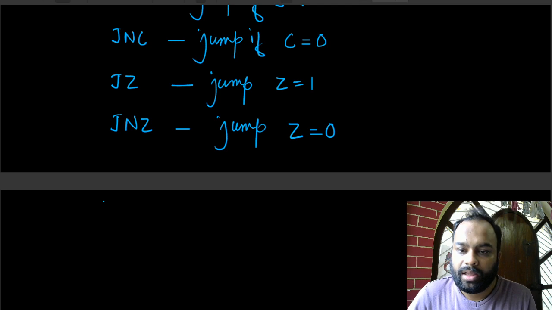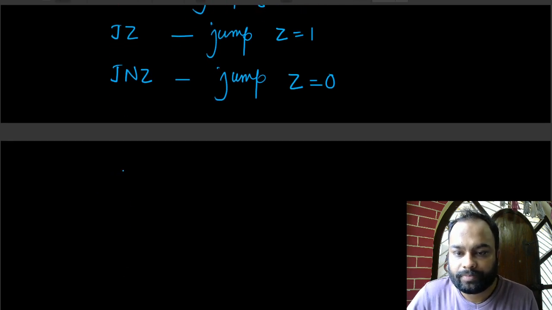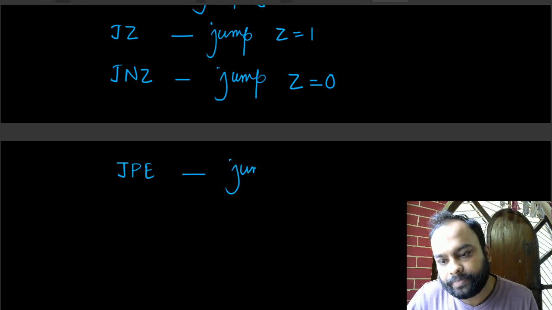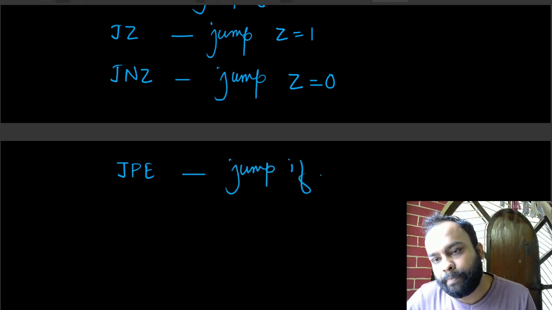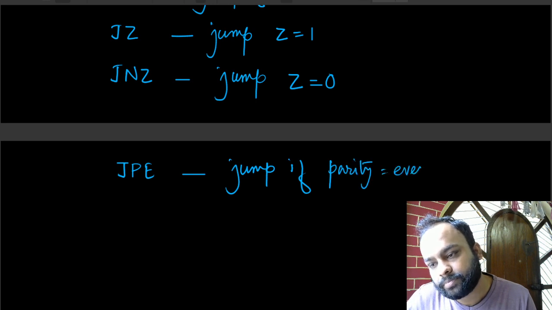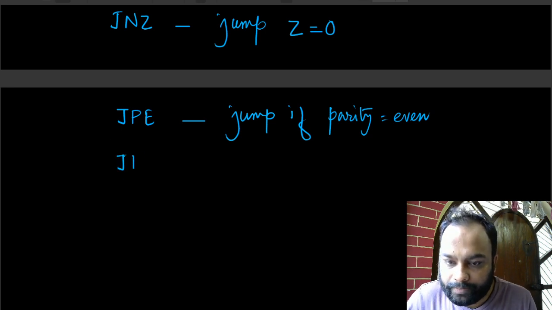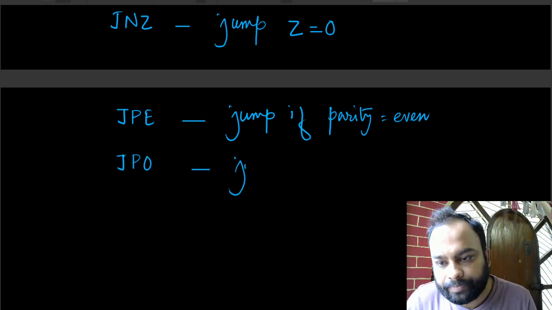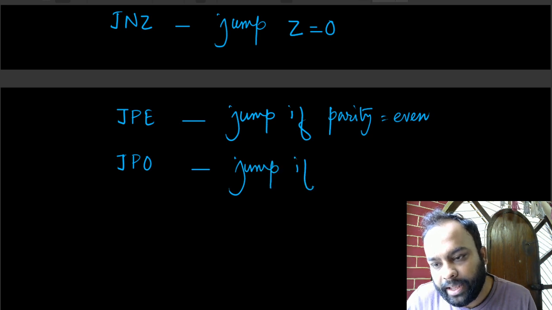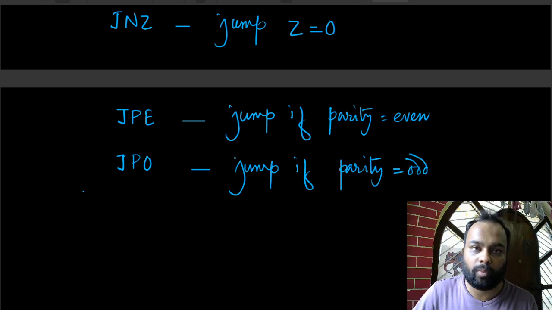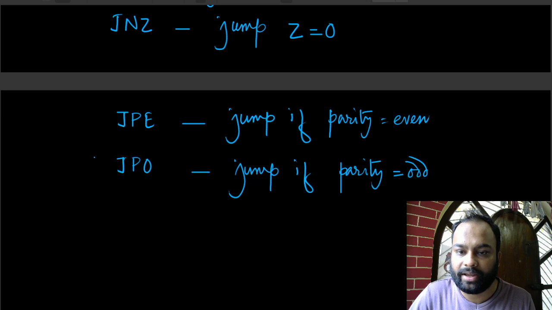Then we have JPE, jump if parity is even, and JPO, jump if parity is odd, and we talked about what I mean by odd parity and even parity.